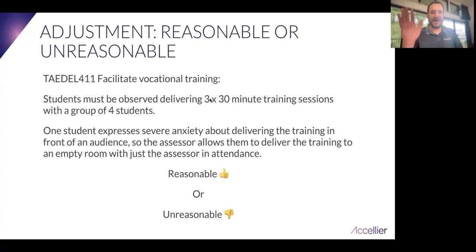Here's one from my world. Facilitate vocational training from the TAE course. Students must be observed delivering 3 30-minute training sessions with a group of 4 students. That's written into the unit. You can't escape that no matter where you do the course. One student expresses severe anxiety about delivering the training in front of an audience. So the assessor allows them to deliver the training to an empty room with just the assessor in attendance. Is that a reasonable or unreasonable adjustment?